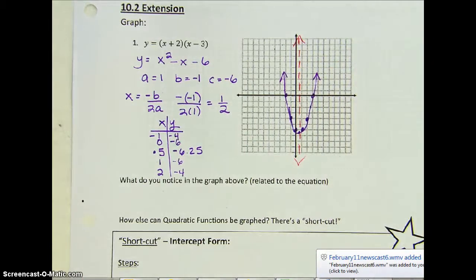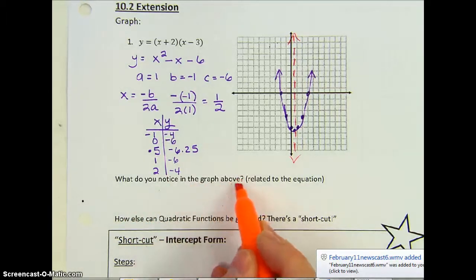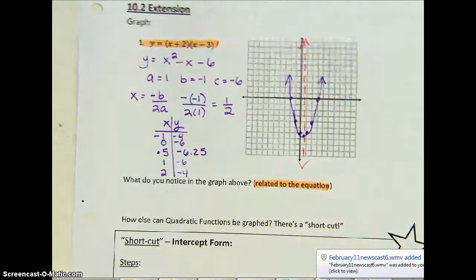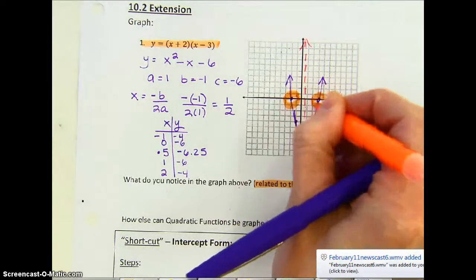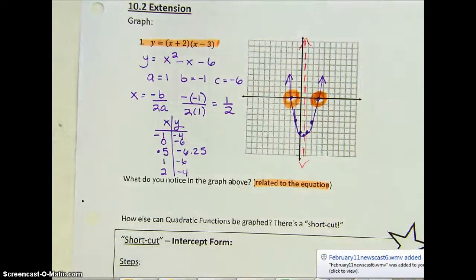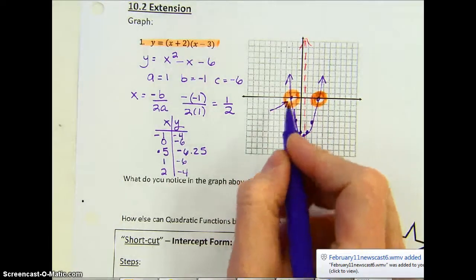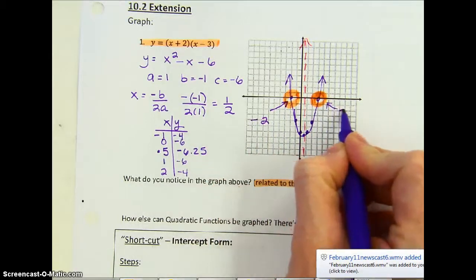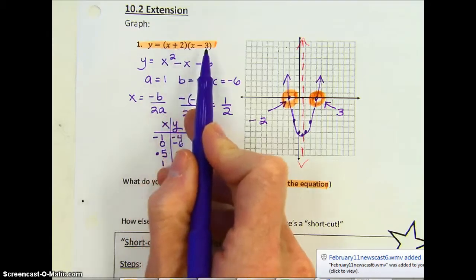Now, there's nothing wrong with that method, but I need for you to make kind of a discovery here. It says, what do you notice about the graph above related to the equation? And I'm talking about this equation. Well, hopefully you see that this right here and this right here kind of is a little opposite than your equation. This is an x-intercept of -2, and this is an x-intercept of 3. And if you look up here, you'll see +2 and -3.